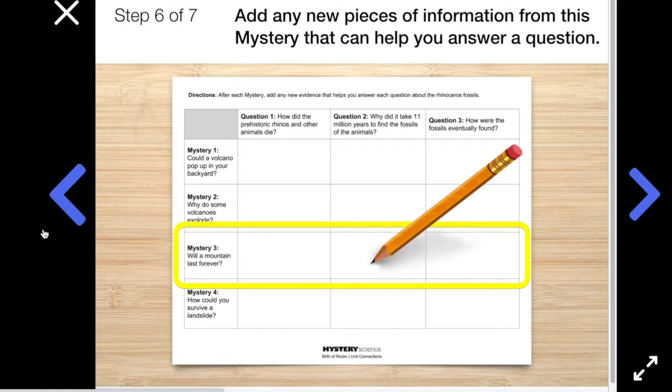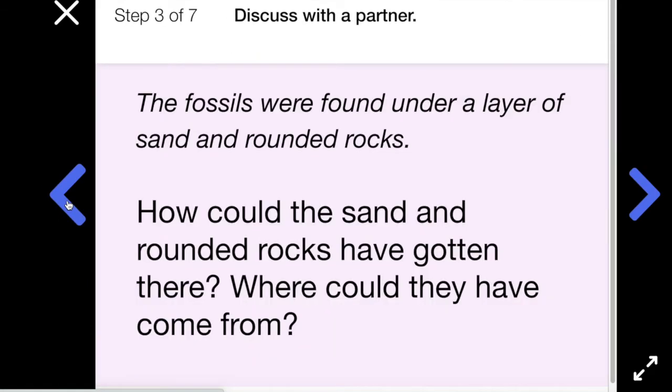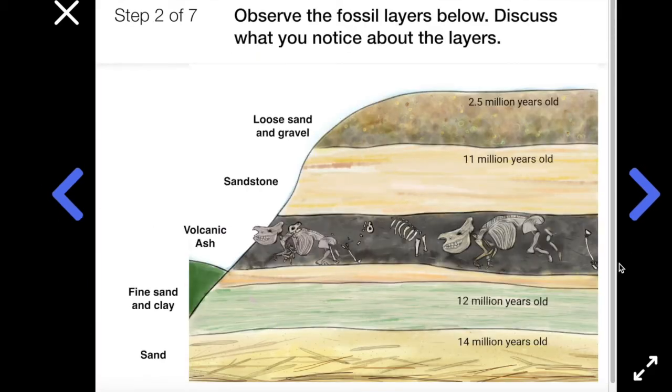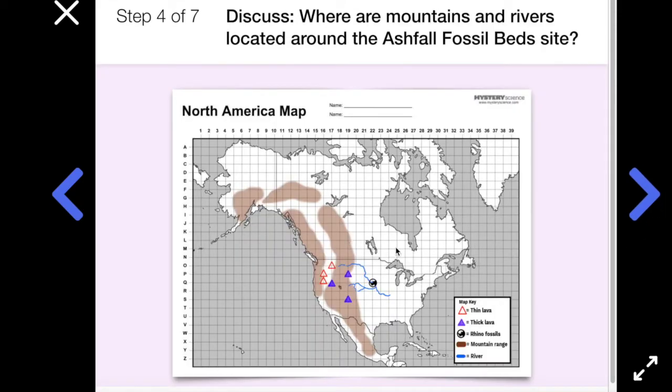Before you wrap up today, you're going to add any new pieces of information that you have learned that could help you answer one of our 3 big questions. We won't get information and clues from every single mystery for every question every time, but by looking at the type of rocks, looking at how old they are, and looking at this map of mountains and rivers, you can probably start to answer some of our questions.